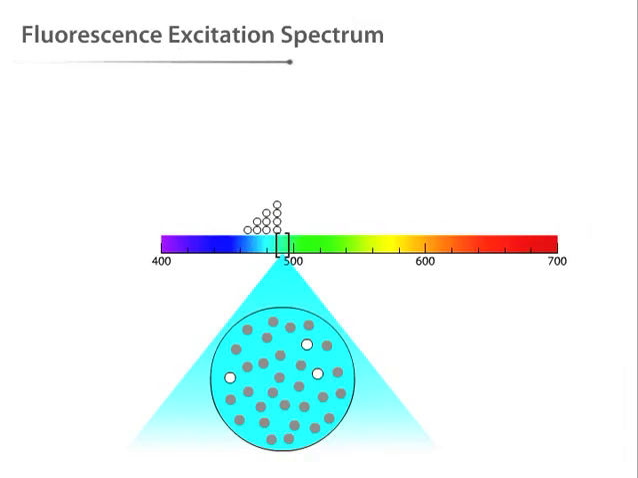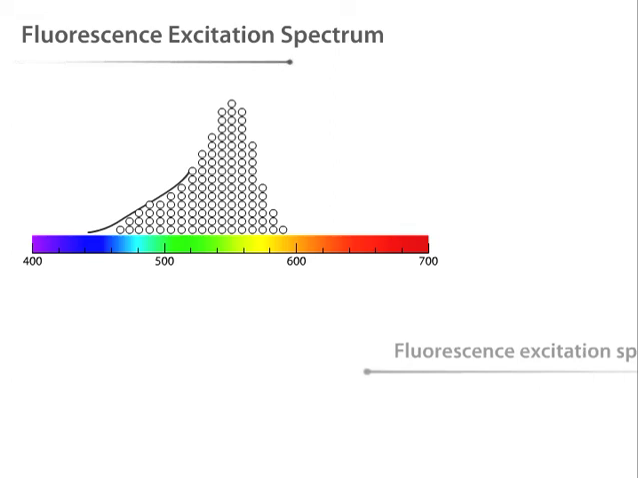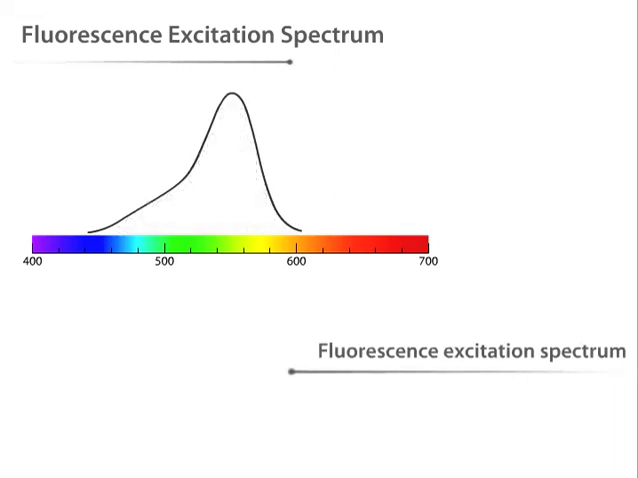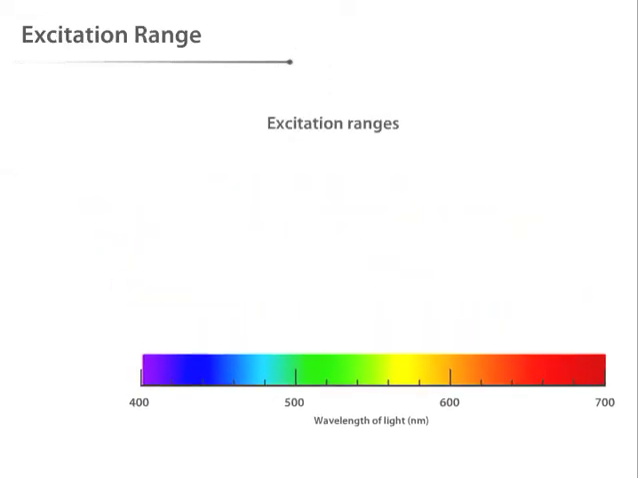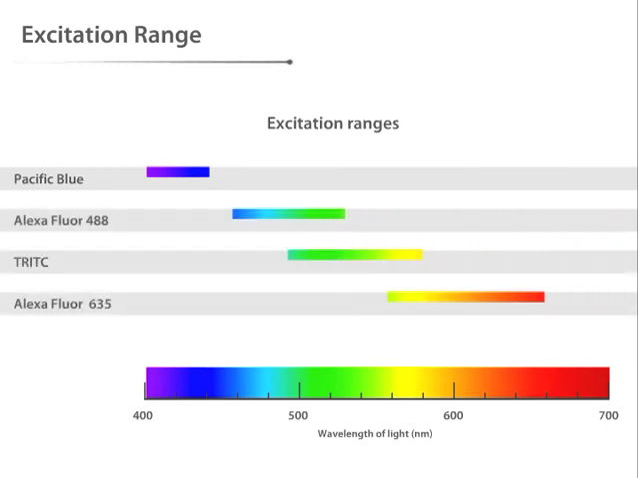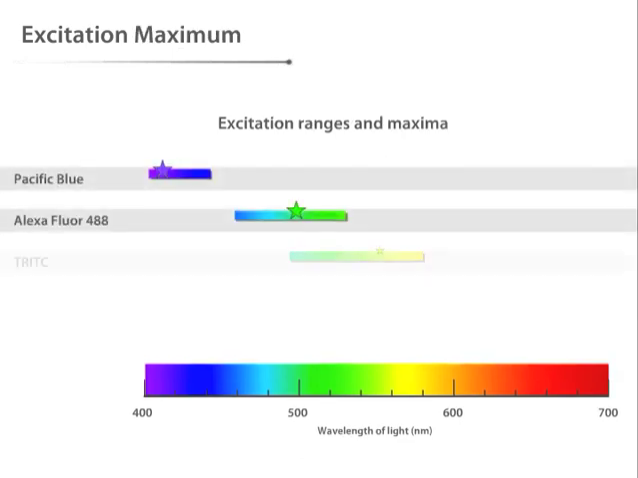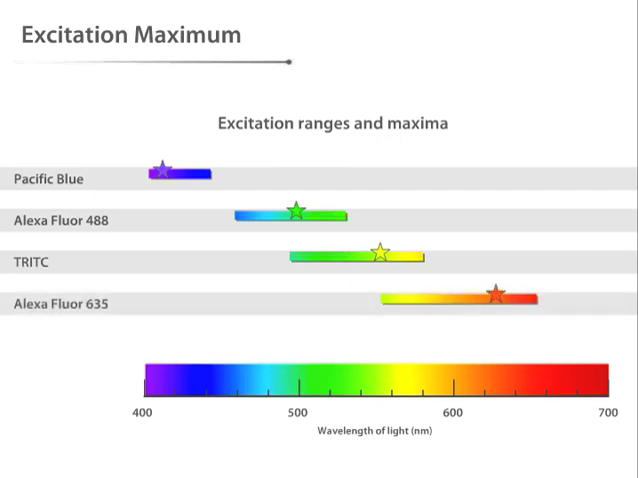The range of excitation wavelengths can be represented in the form of a fluorescence excitation spectrum, which looks like this. A fluorescent dye absorbs light over a range of wavelengths, and every dye has a characteristic excitation range. However, some wavelengths within that range are more effective for excitation than other wavelengths. This range of wavelengths reflects the range of possible excited states that the fluorophore can achieve. So for each fluorescent dye, there is a specific wavelength, the excitation maximum, that most effectively induces fluorescence.